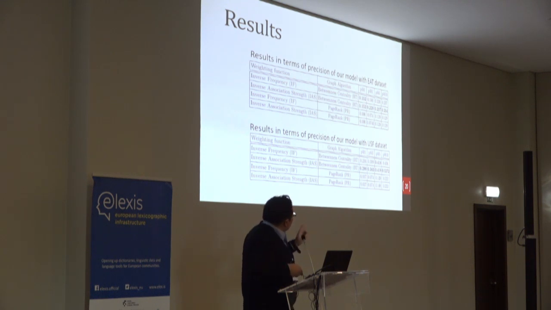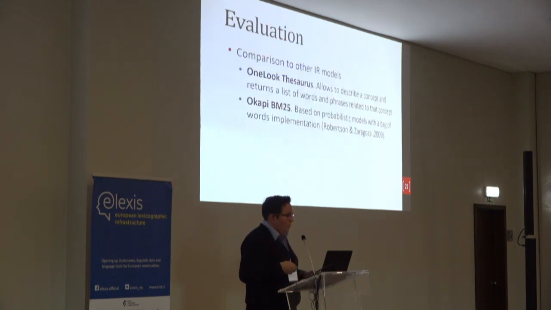In the first case, the highest value was obtained using betweenness centrality and the weight of inverse association strength, with those values in bold. The next result is also consistent. I mean, the highest value was using the betweenness centrality algorithm and also the inverse association strength. As you can see, the PageRank algorithm is not good for this kind of task. The best that I've tried is the betweenness centrality algorithm. Okay?